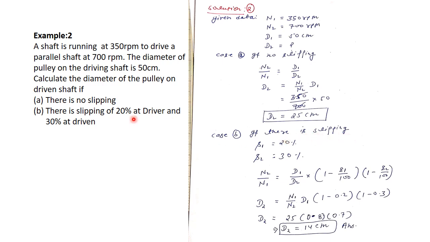Now we have case B, the slipping condition. In the slipping condition, we have S1 percent, meaning there is slipping of 20% at the driver, that is S1, and at the driven, that is S2. So S1 equals 20% and S2 equals 30%. We have the formula for the velocity ratio, n2 by n1 equals d1 by d2, multiplied by the slipping terms, 1 minus s1 by 100 and 1 minus s2 by 100. So we can easily find the value of d2, which is calculated to be 40 centimeter.